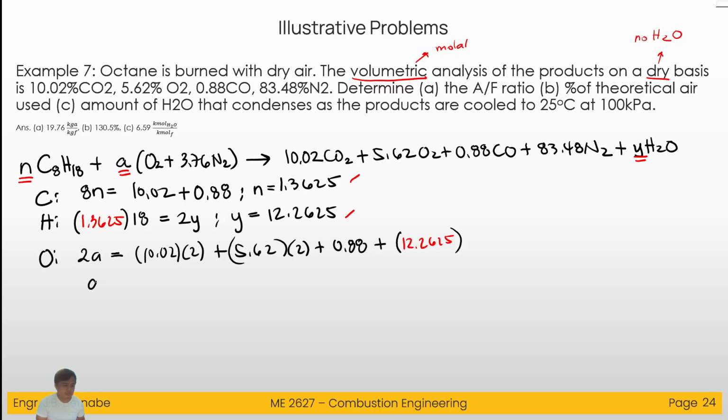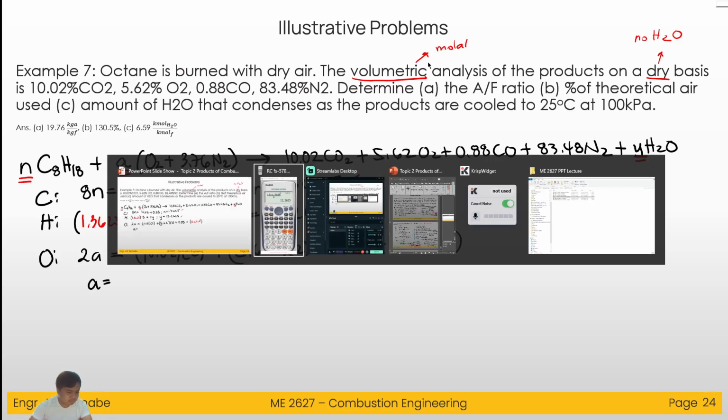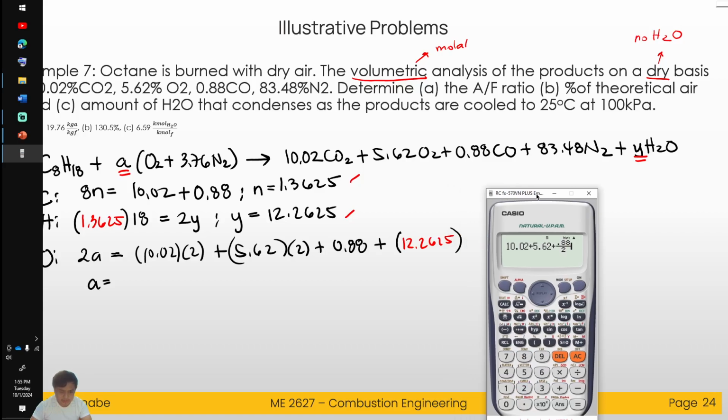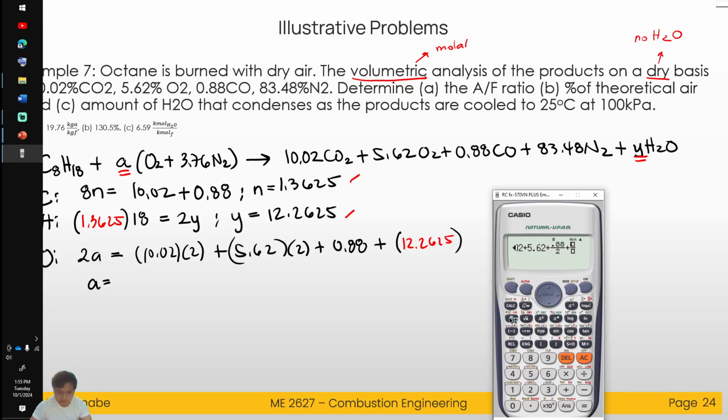So to find A here, I'll just solve this on my own. I think I can just divide this by 2, so plus 5.62. Dividing everyone by 2, this will just cancel out, and only two components will have a division by 2, and the 12.2625.